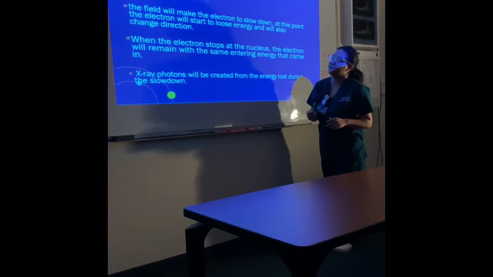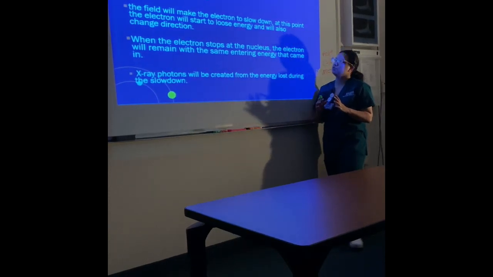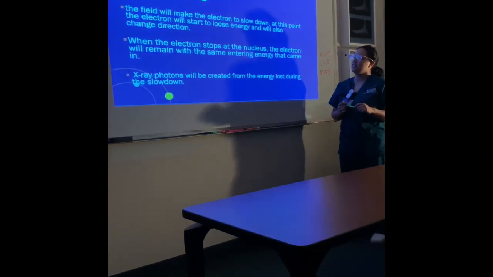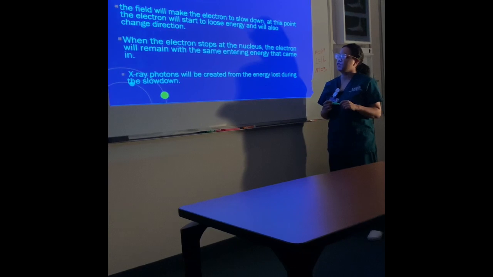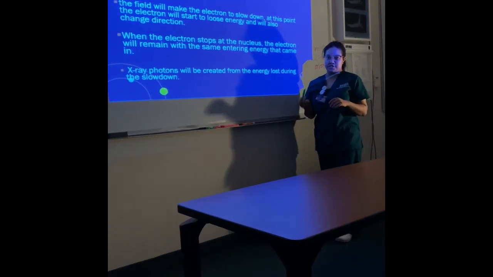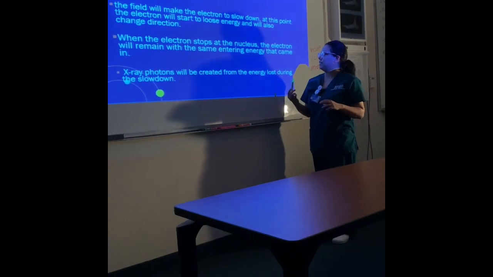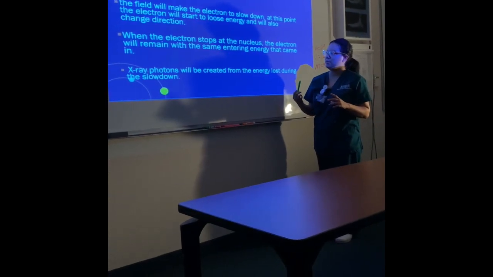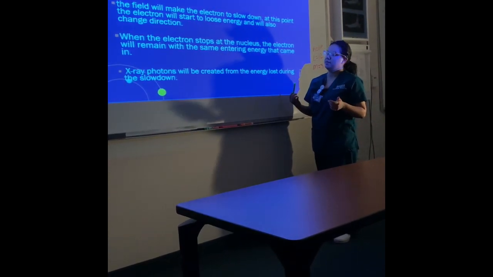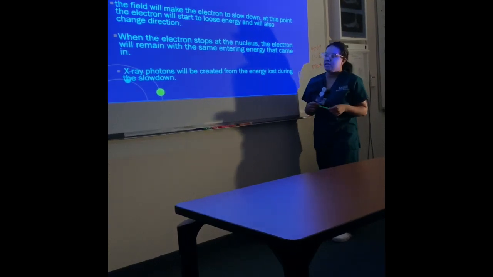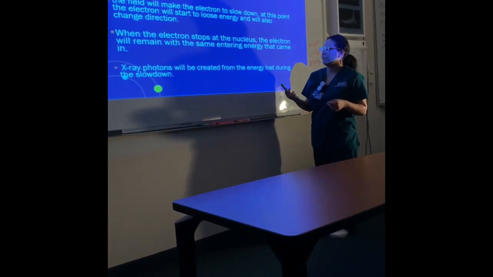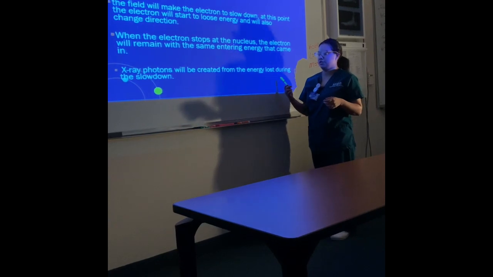Brems law. The field will make the electron slow down. At this point, the electron will start to lose energy and will also change direction. When the electron stops at the nucleus, the electron will remain with the same entering energy that came in. X-ray photons will be created from the energy lost during the slowdown.